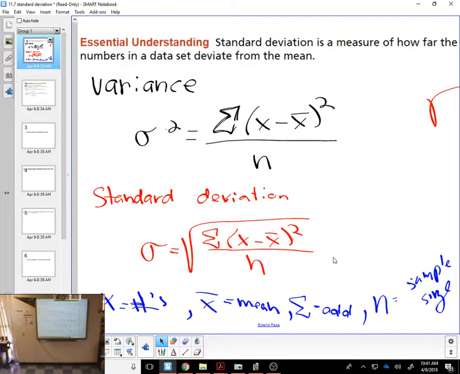What is n? n is sample size. So if you have 10 numbers, then your n is equal to 10. Okay?